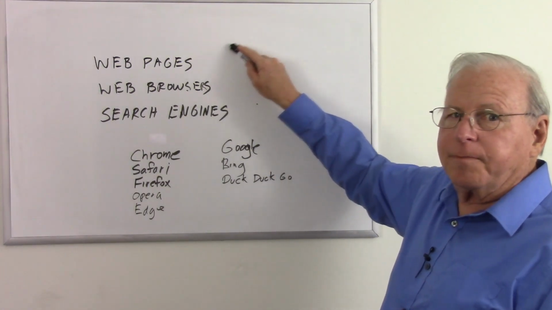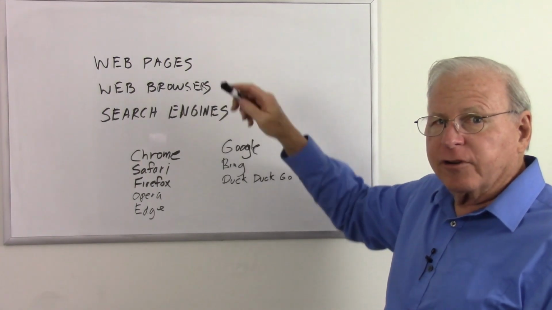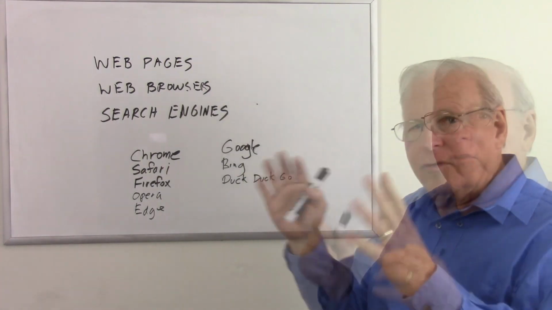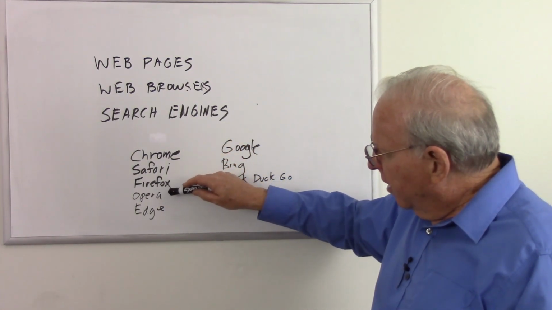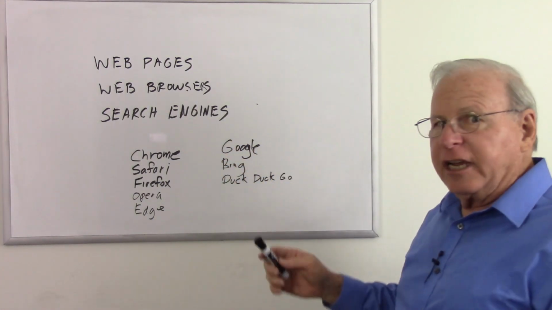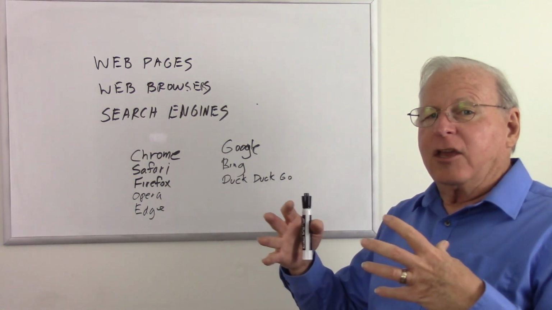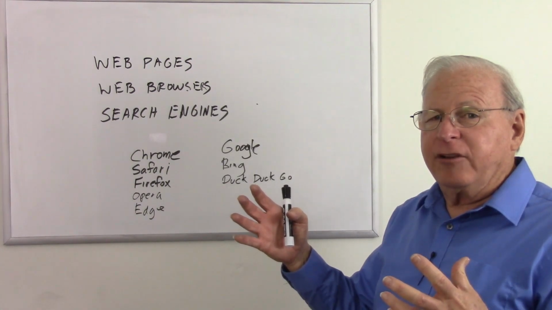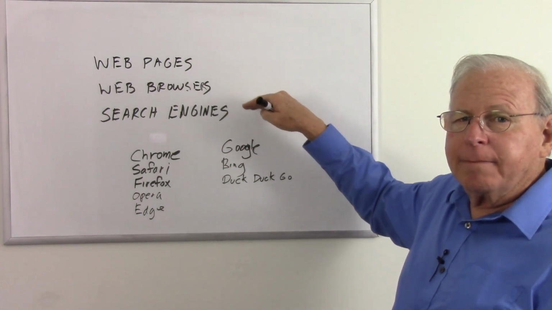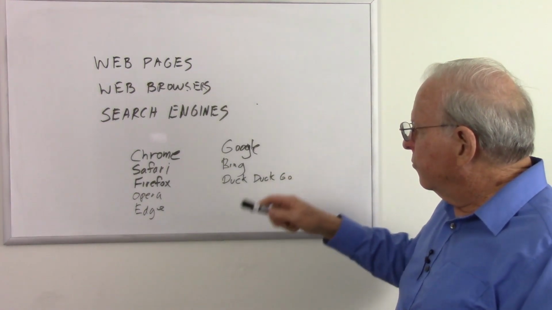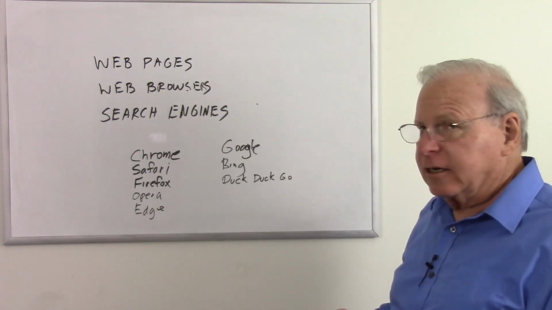So just remember the difference. Web pages, that's a file on some computer somewhere out on the internet. A web browser is a program you use to read those web pages. Those are Chrome, Safari, Firefox, Opera, and Edge. And a search engine is a web server that has a huge database of information so that you can search and it'll say, I think you can try these different web pages to find the information you want. And those search engines, the biggest ones, are Google, Bing, and DuckDuckGo.